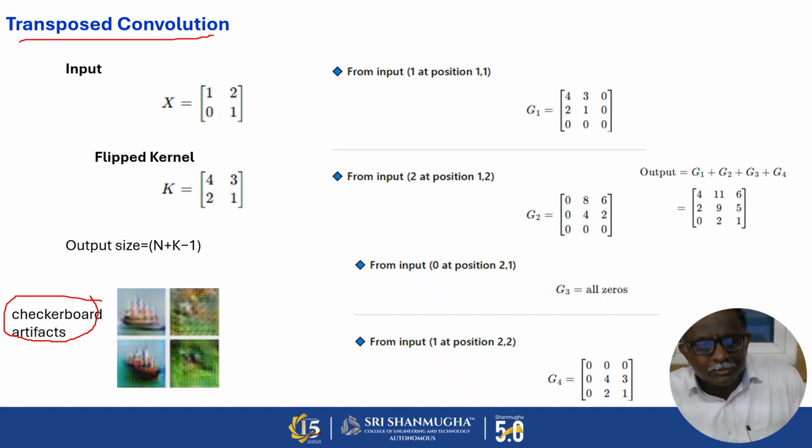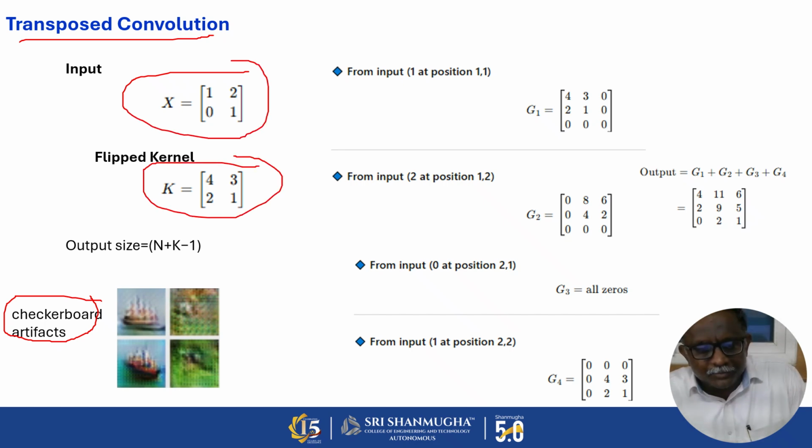In transposed convolution, we have this input image and a flip kernel. Instead of 1, 2, 3, 4, this is the kernel. When you flip this kernel by 180 degrees, we end up with this kernel. The output size is going to be, because we have a 2 cross 2 input and the kernel is also 2 cross 2, totally 4 minus 1, so the output is going to be 3 cross 3.